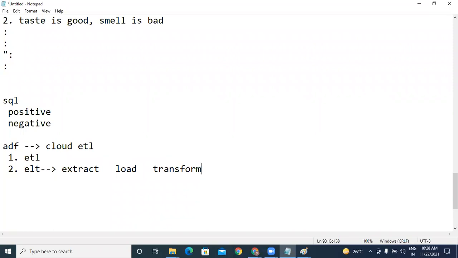Understood? Now the question starts. When to use what? When should I use ETL, and when should I use ELT? So if our code is as per our requirement, then we can go with ETL. If there is something that we can change from the source, then we can go with the second.